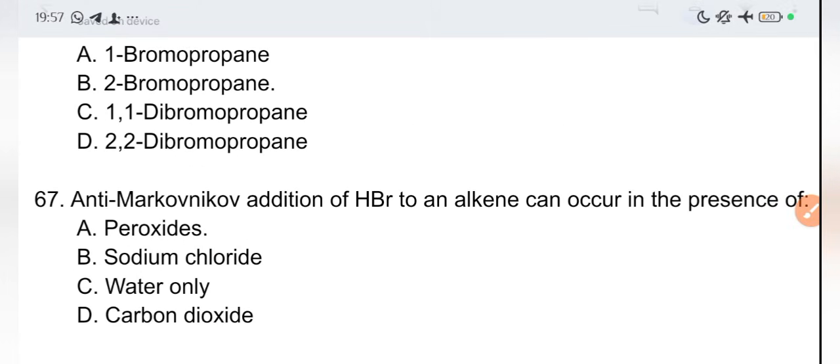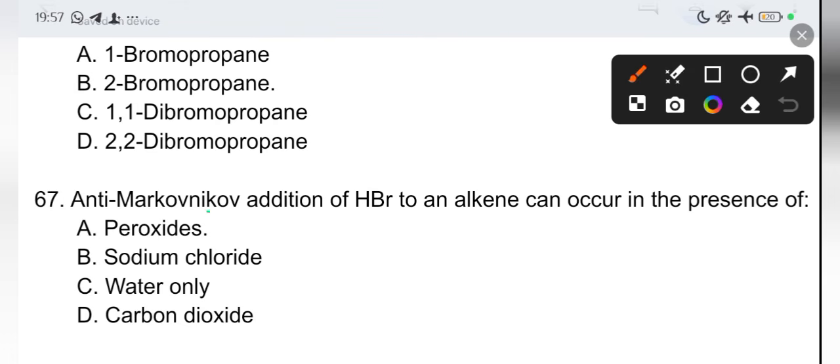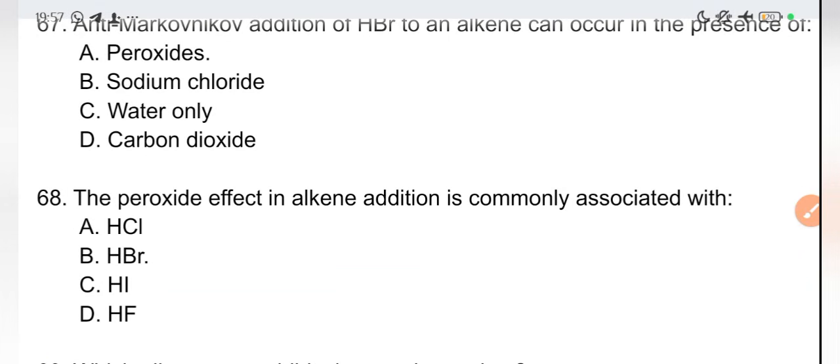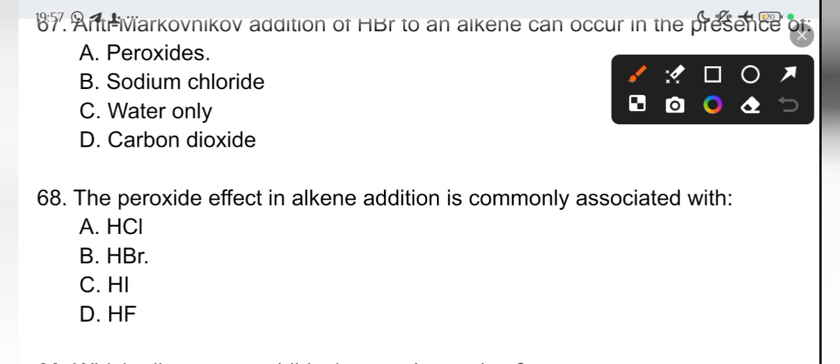Anti-Markovnikov addition of HBr to alkenes can occur in the presence of peroxides. So it's not going to form 2-bromopropane. The peroxide effect in alkene addition is commonly associated with HBr. The previous question must have given you a clue on that.